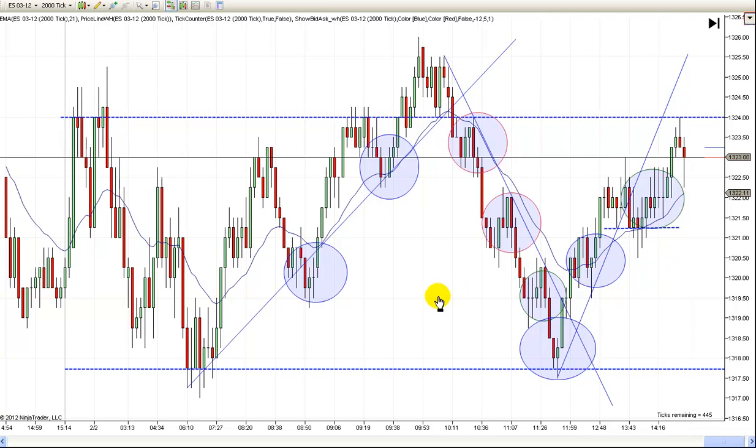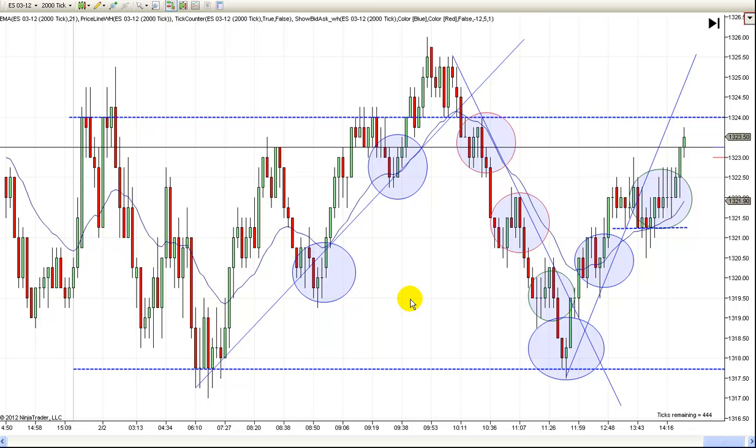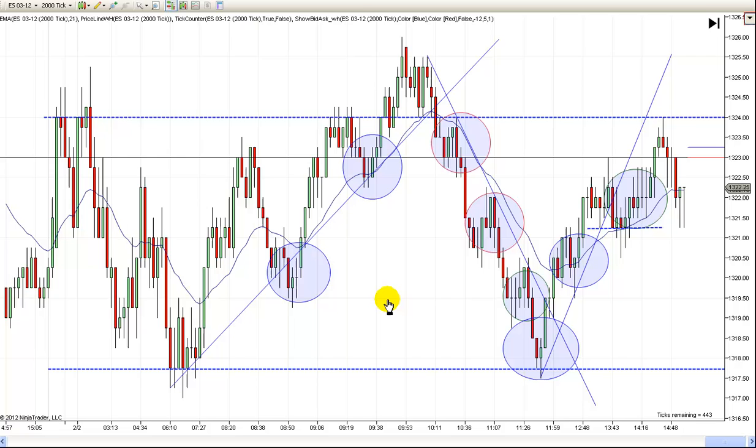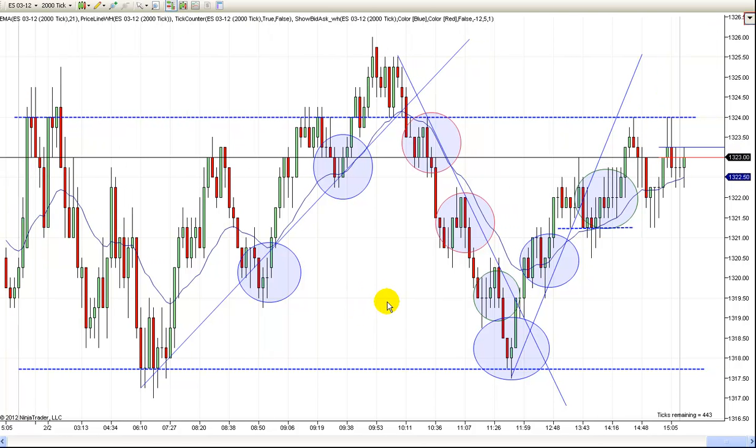So I try to tell people that if you enter a trade, but don't take that to an extreme, you can't tighten your stop too much and jump out of every trade, because you'll end up never making any money. So you have to sometimes trust the trade.